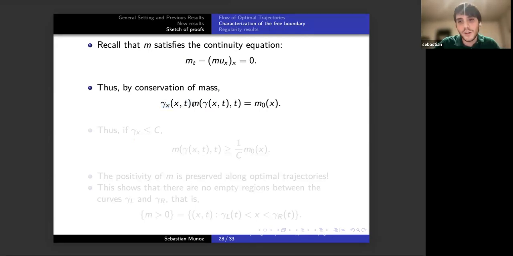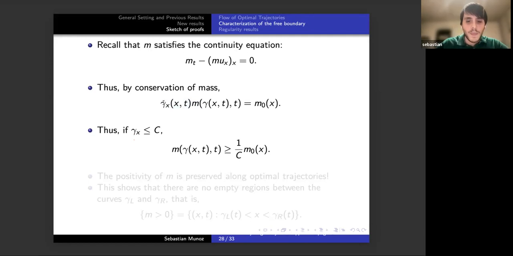But here it's just the conservation of mass. Okay, so gamma x satisfies this quotient of m0 over m. So if we have an upper bound on gamma x, then that automatically means that m is bounded below by a constant multiple of m0. This is just what it means for gamma x to be bounded in light of this conservation of mass equation.